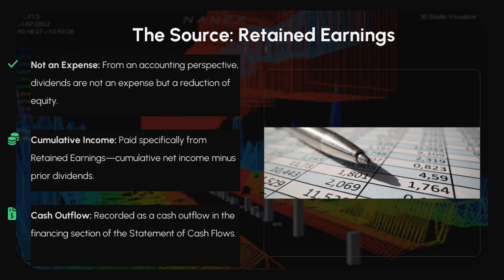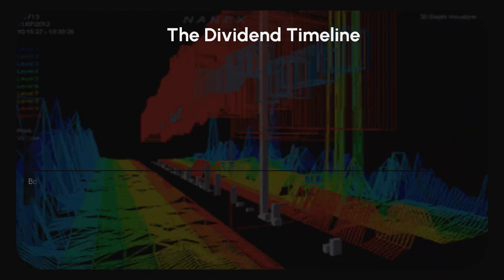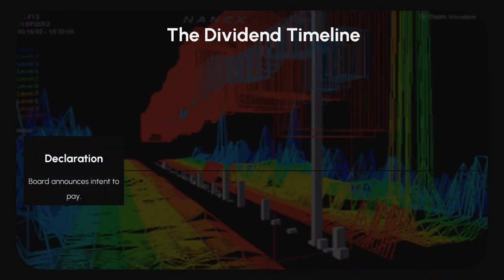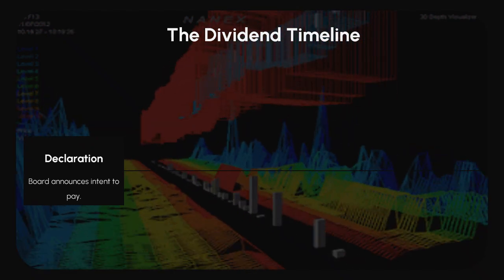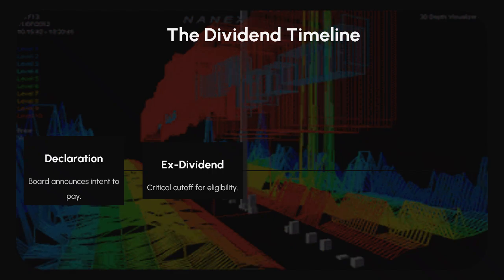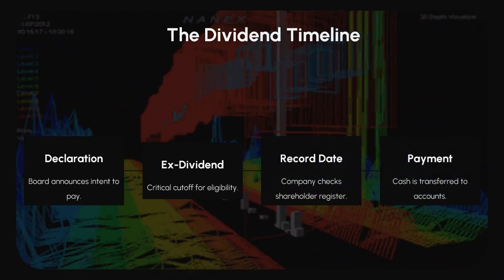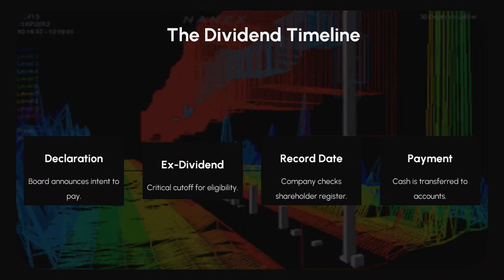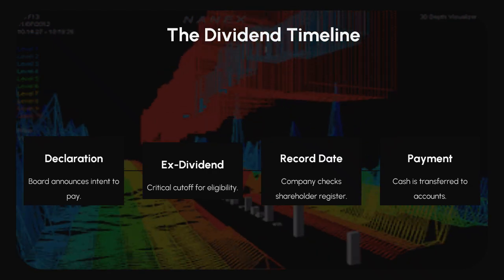The dividend timeline. Overview. The process of paying a dividend involves 4 immutable dates that dictate investor eligibility. They are the declaration date, the ex-dividend date, the record date, and finally, the payment date. While all are important, we'll see shortly that the ex-dividend date is the single most critical checkpoint for investors acquiring shares.